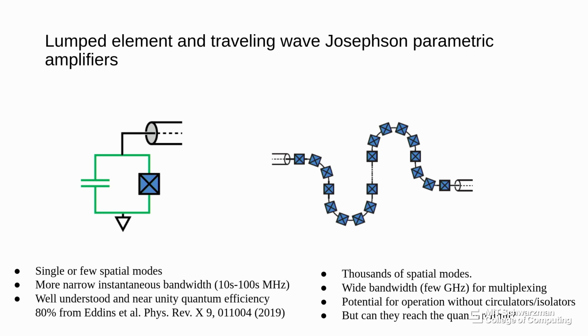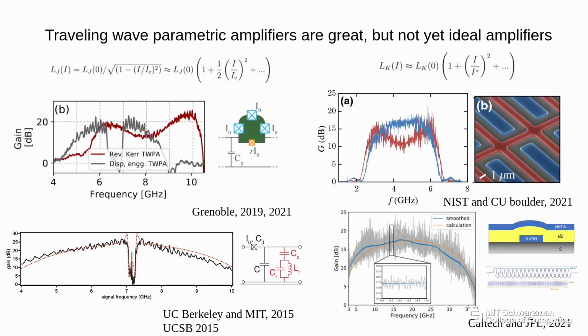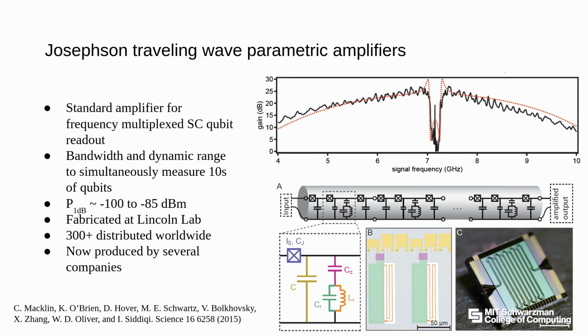But the question is, can they reach the quantum limit? This is something that I find a very interesting question. These amplifiers have been demonstrated in a lot of different systems, but so far none of them have really reached quantum limited performance. Some of these amplifiers are made using Josephson junctions through a collaboration with MIT Lincoln Laboratory. These are one of the standard amplifiers for superconducting qubit measurements, with the bandwidth and dynamic range to simultaneously measure tens of qubits, and hundreds of them have been distributed worldwide through this collaboration.